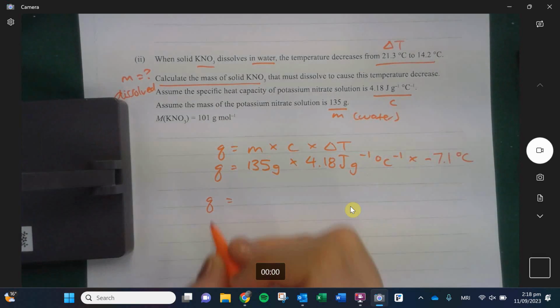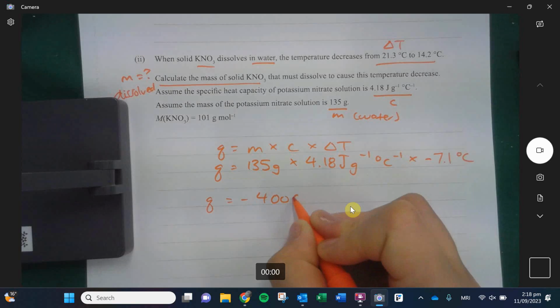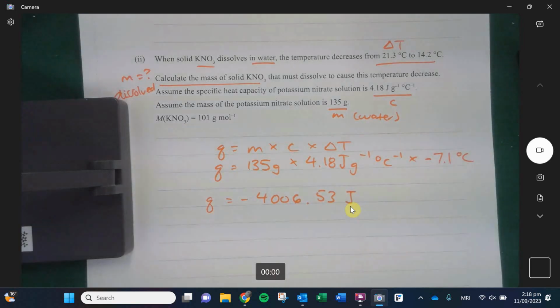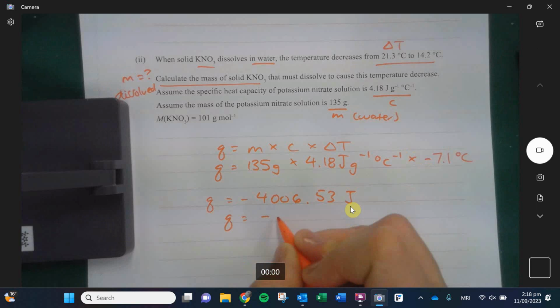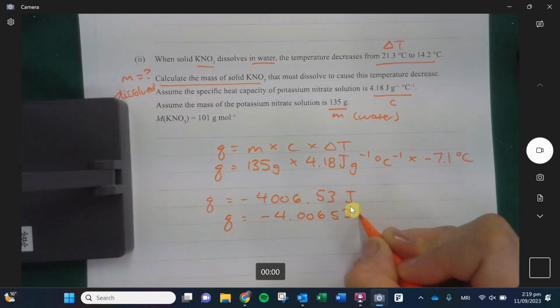So Q is equal to negative 4,006.35 joules. That's the joules that have been released. We have to be mindful that the enthalpy above was given to us in kilojoules, so we need to convert this into kilojoules. To do that, I divide by 1,000. So Q equals negative 4.00653 kilojoules.